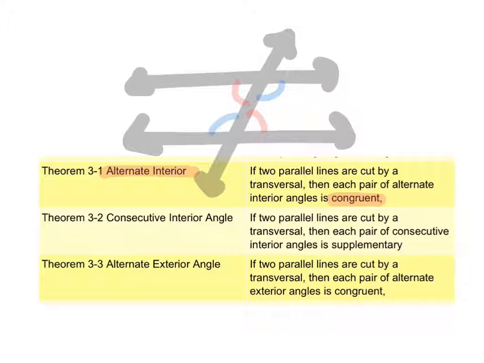Now let's skip to 3.3, the third one. Alternate exterior angle theorem. If two parallel lines are cut by a transversal, then each pair of alternate exterior angles is congruent. So we'll have this exterior angle is congruent to this one, and this exterior angle is congruent to this one. So alternate exterior angles are congruent as well.